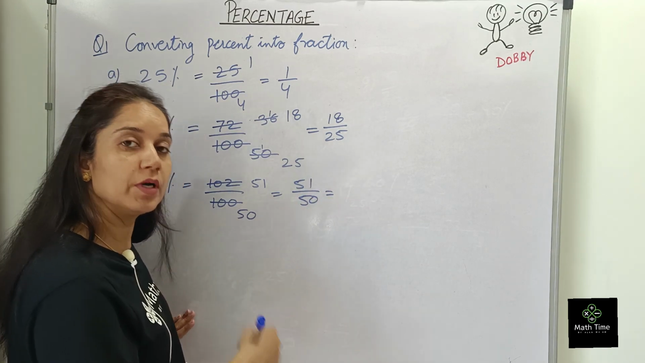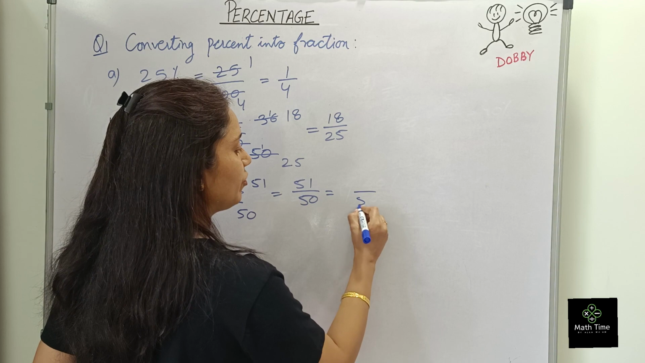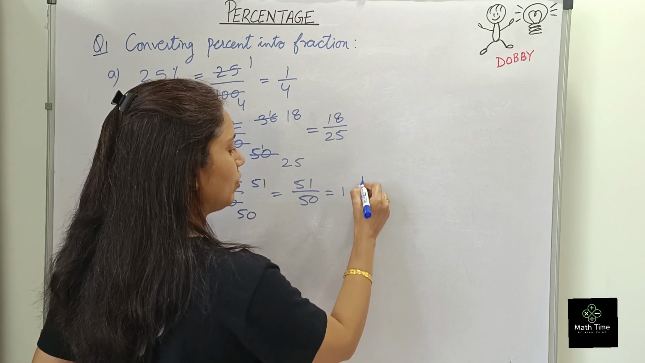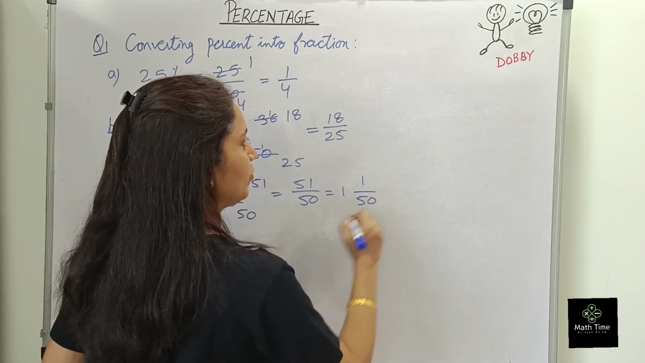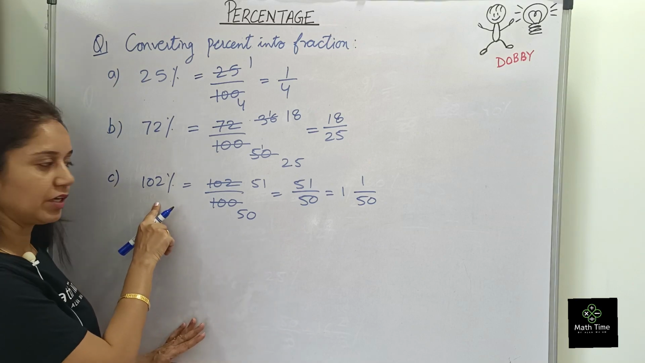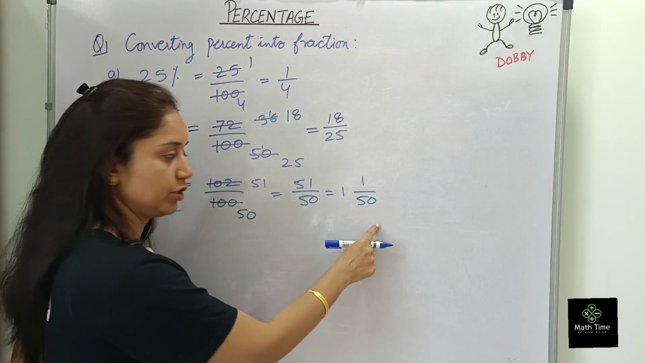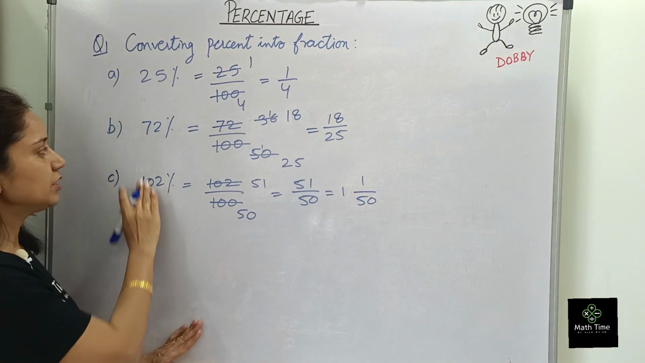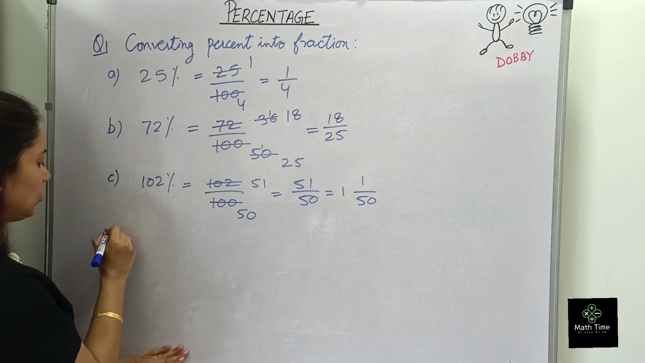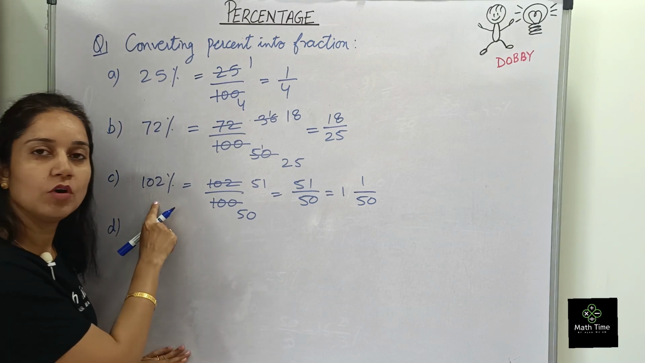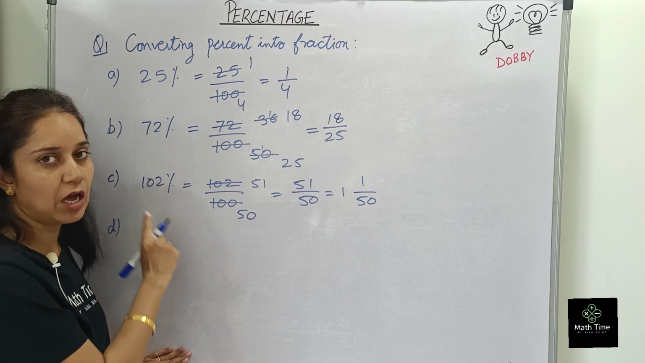Which is improper, turn it into mixed. 50 ones are 50 and 1. 1 whole 1 upon 50 is the answer. So here we have converted percent into fraction. This was the percent which is given in the whole number form. Now let us see if in place of whole number it is given fractions, then how you will do.